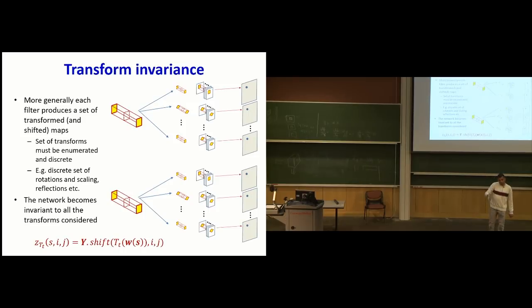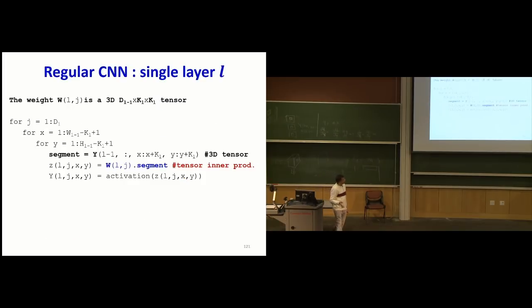If I have two filters and T transforms, I'm going to end up with 2T effective filters derived from only two of these. Each of them is scanning the input to produce a map. If I would just write code, it's very straightforward. This is your standard one layer of a CNN: for each filter you're scanning, and then you're computing the output.